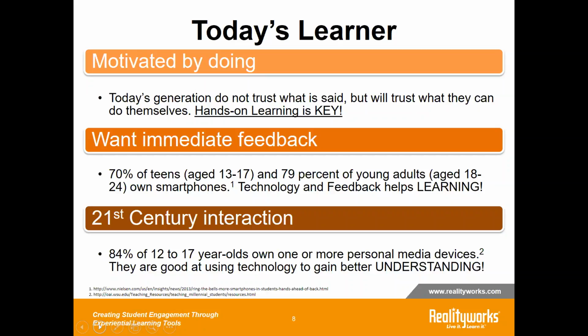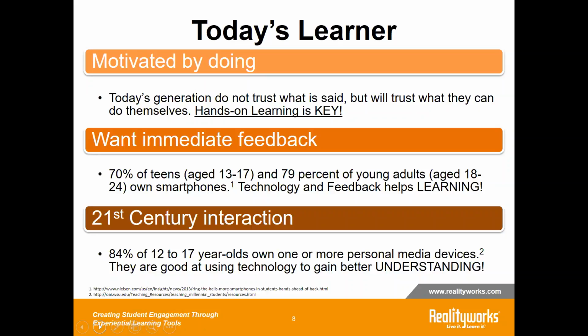Also, today's learner loves immediate feedback. They have smartphones. Students and young adults have smartphones. The beauty of a smartphone is that they can get instant information or action right away at the touch of their hand. They like to get that technology and feedback right away. It helps their learning. That's how they learn.